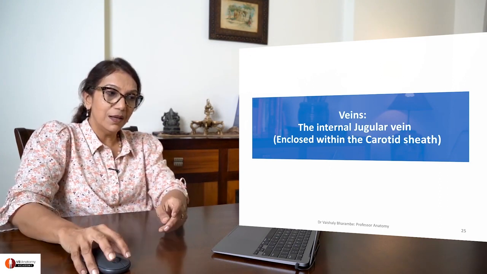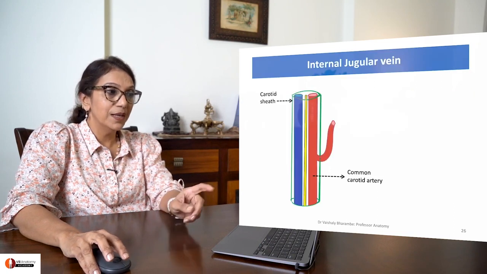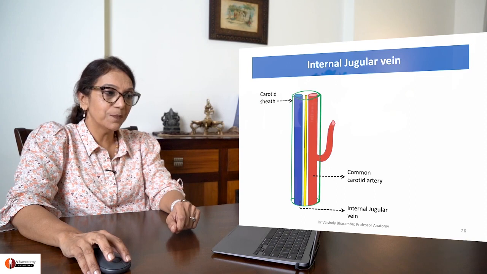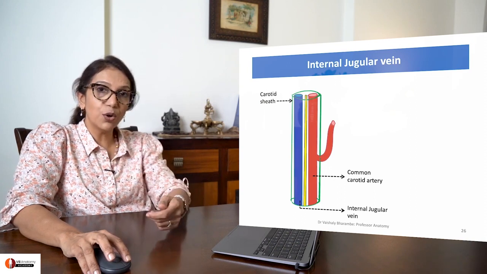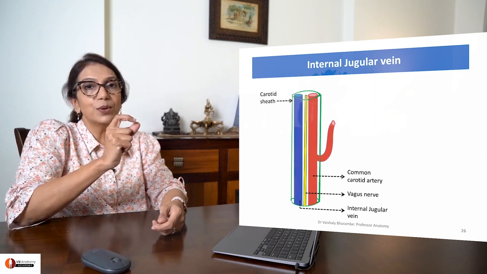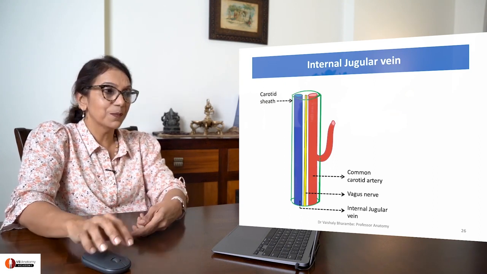Okay. Let's take a look. Here is the carotid sheath. You can see the internal carotid artery medially related to the common carotid at this stage. Posteromedial to them lies the vagus nerve.